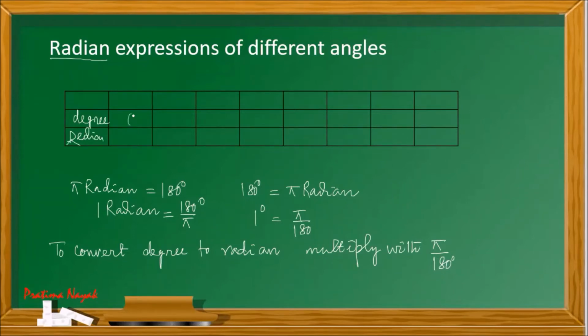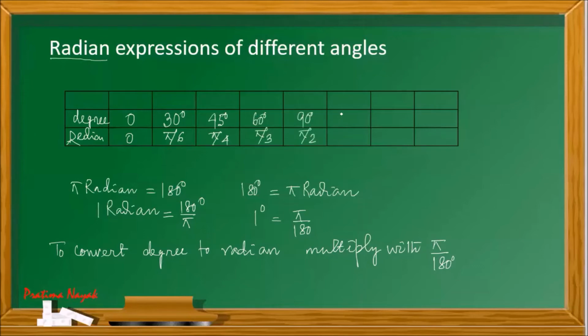Degree is 0, radian is 0. When it is 30 degrees, I'll multiply by pi by 180, so this will be pi by 6. Similarly, if it is 45 degrees, I'll multiply by pi by 180, that will be pi by 4. Then 60 degrees, it will be pi by 3. 90 degrees, I'll multiply by pi by 180, it will be pi by 2.